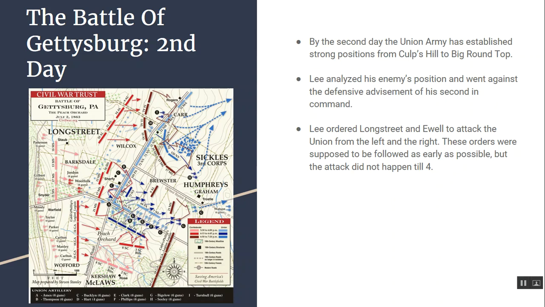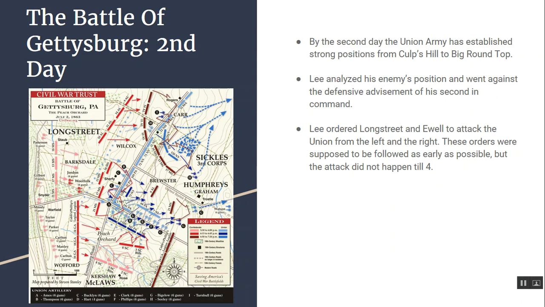These orders were supposed to be followed as early as possible, but the attack did not happen till 4. The attack did not happen till 4 for a couple of reasons. One was that the terrain Ewell and Longstreet's troops had to go through was very rough. So it actually took the troops a lot longer than expected to get through and into position.